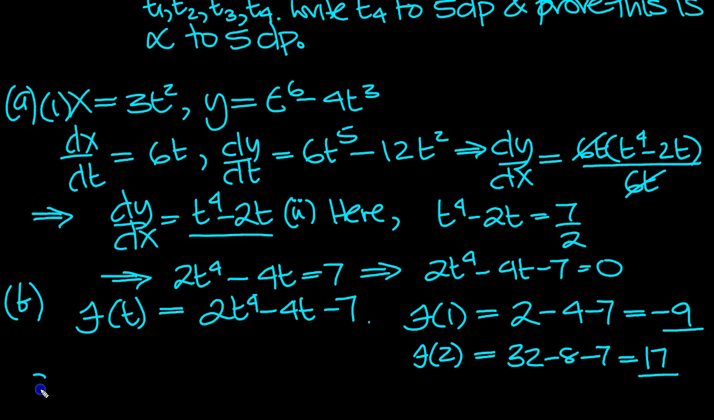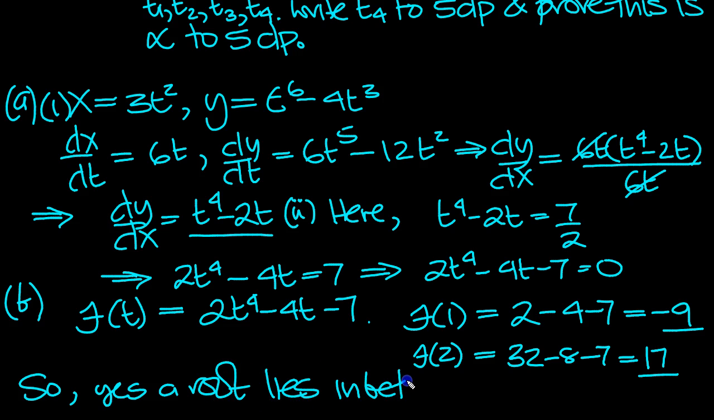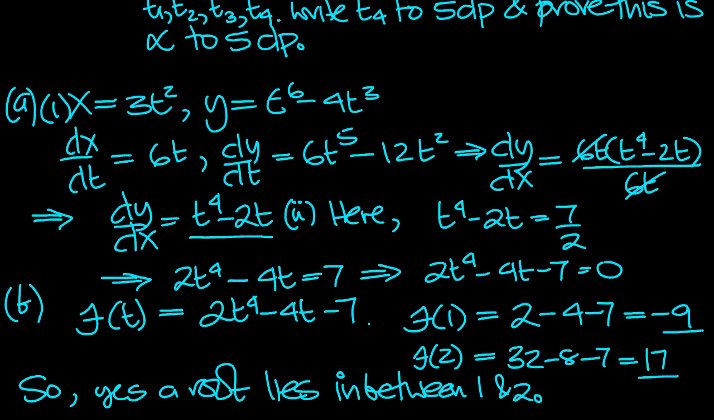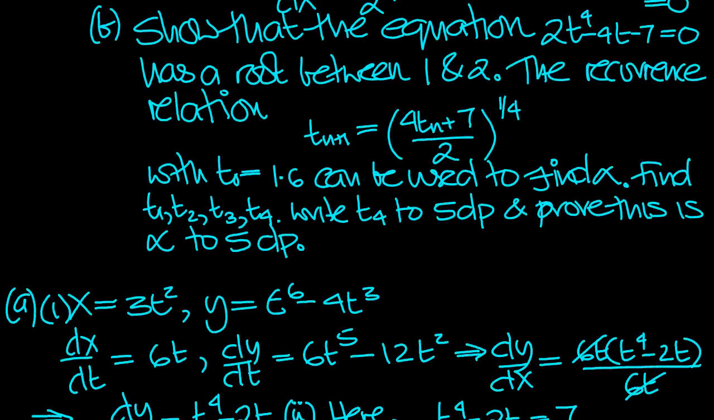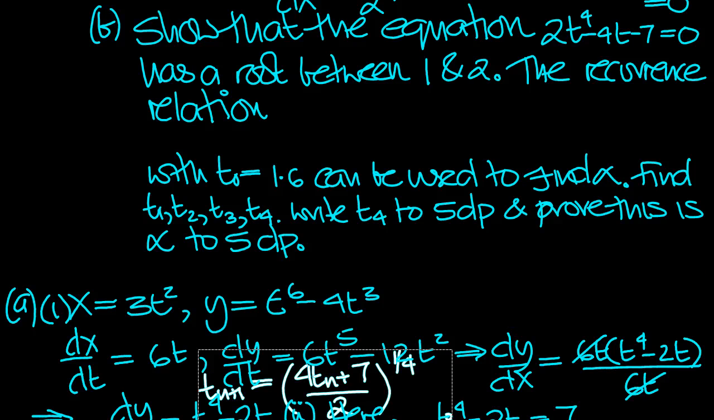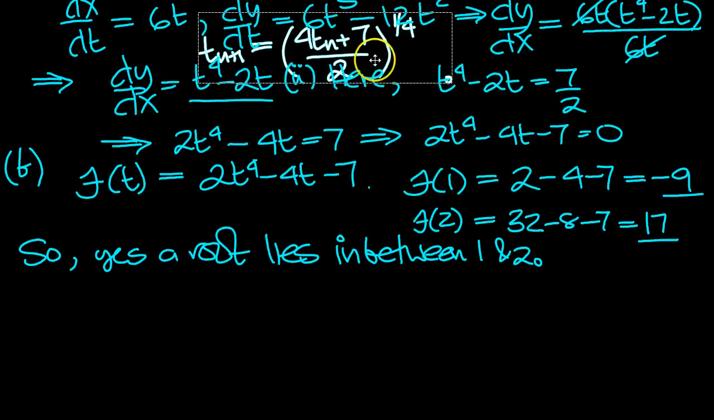So yes, a root lies in between 1 and 2. So we've verified that, haven't we, because it changes sign. Now we turn our attention to the recurrence relation. Let's just grab this recurrence formula then, and we'll move that down. t0 is 1.6 and we want t4.